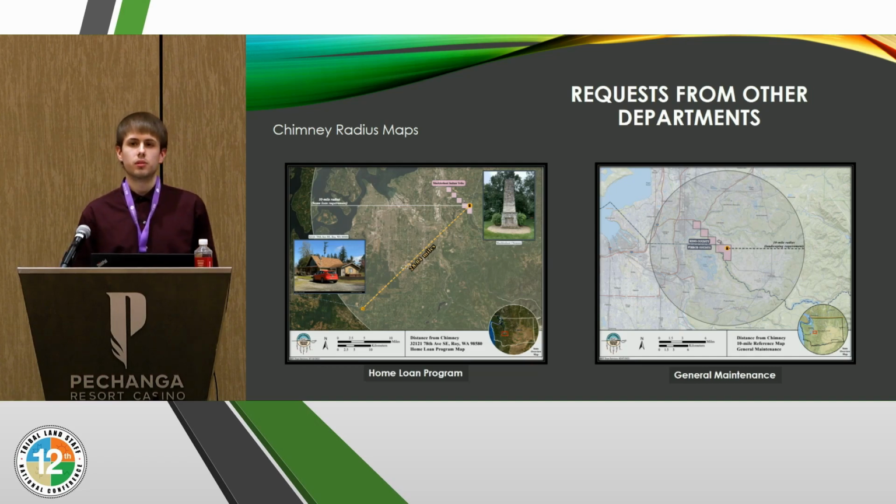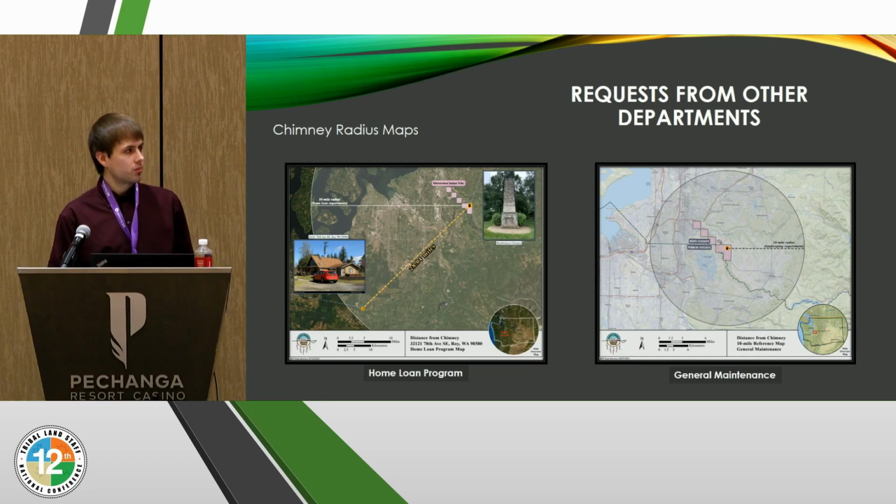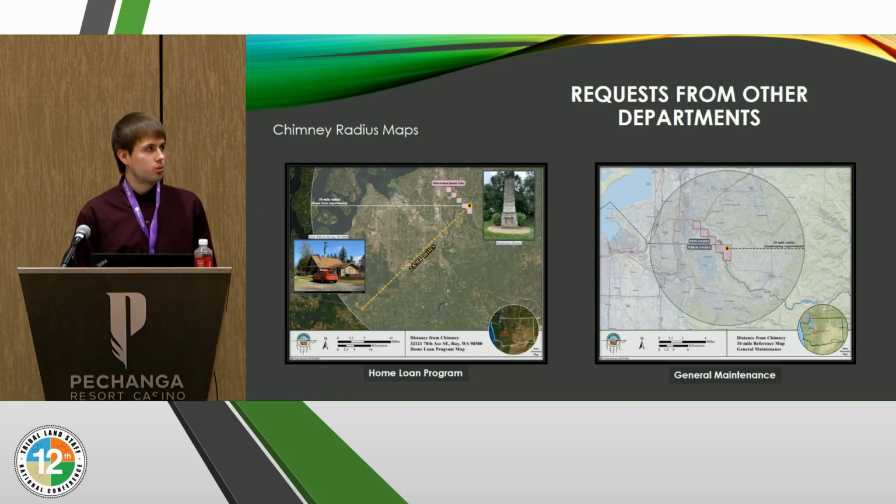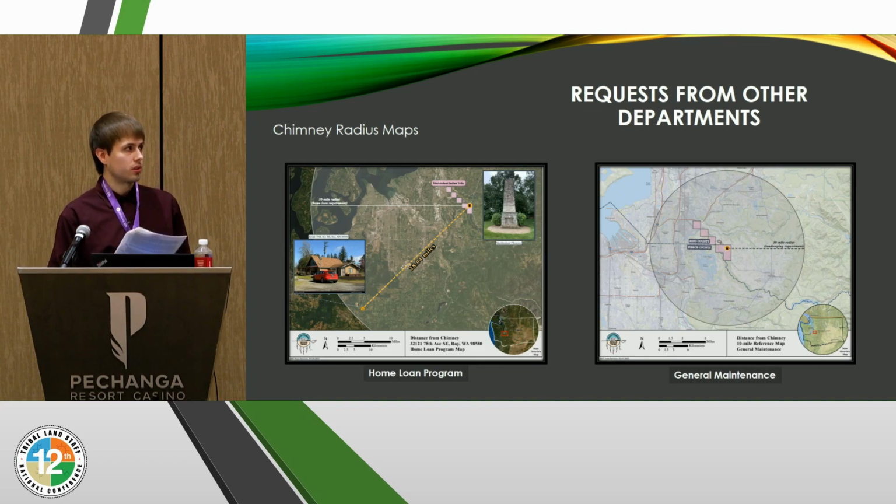So for these departments, I will make reference maps. The one on the right is a basic template. And then I will also make maps specific to a home. On the left side of the screen, this particular house was within the 30-mile radius. So we said, okay, if they want a home loan, they can get it. And to use as the center of the circle, we use a stone chimney that is a relic from the Muckleshoot Community Center that was burnt down many, many years ago.